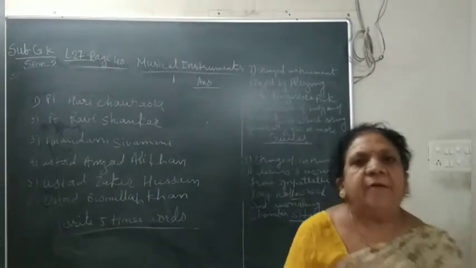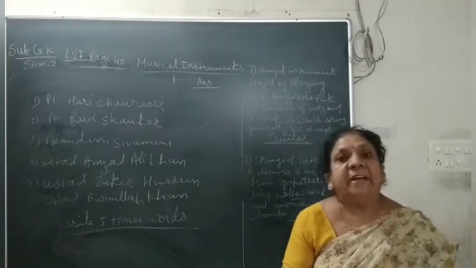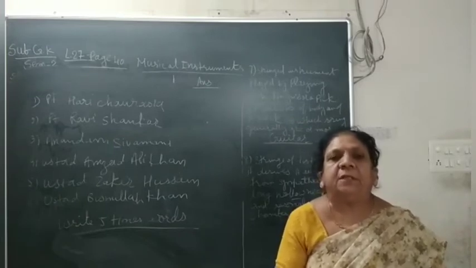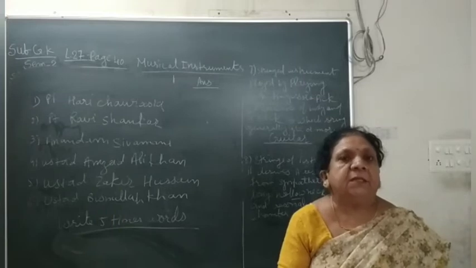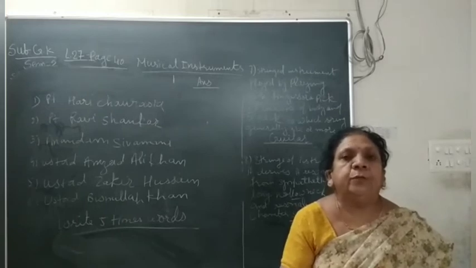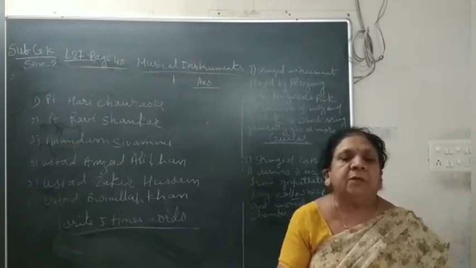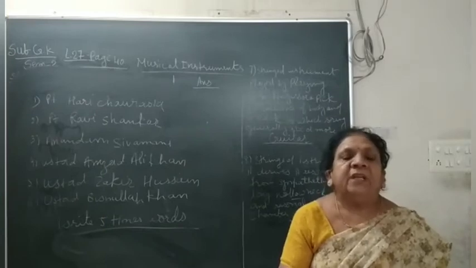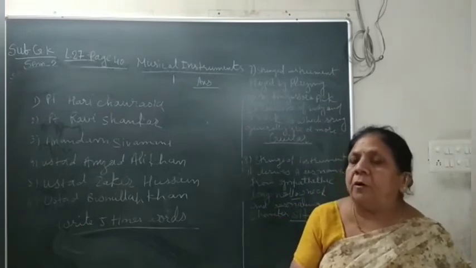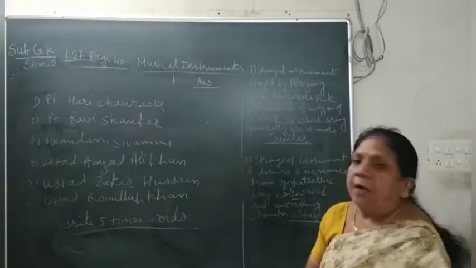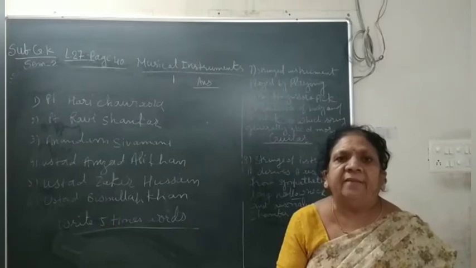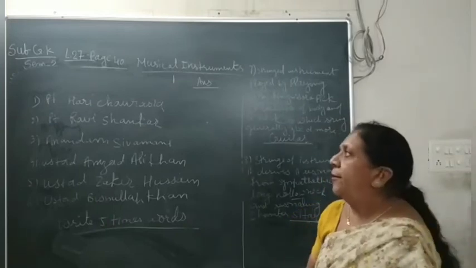I have explained the different instruments. Some are played by hitting, some with the airflow of the air. All the different types are played with different parts. In the tabla, fingers and hand are used. Different instruments are played with the mouth, like the flute. Different instruments are played with different organs, and most are played on strings.